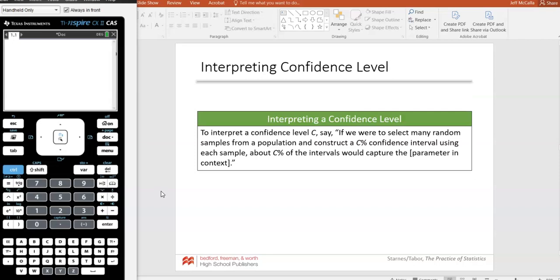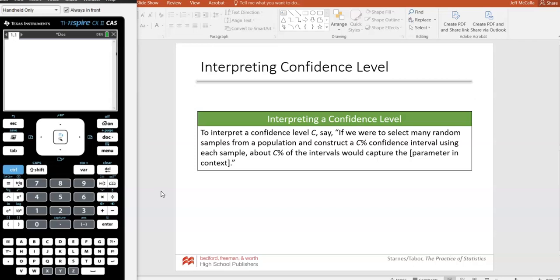So today we're going to the next level. We're talking about interpreting a confidence level. That's interpreting the 95% confidence level, or whatever level we're at. This is the script for this one. If we were to select many random samples from a population and construct a 95% confidence interval, or whatever it is, using each sample, about 95% of the intervals would capture the true parameter.